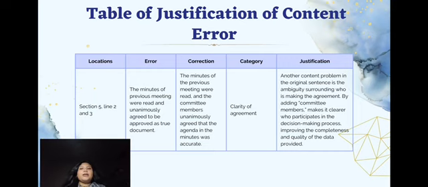The author did not mention who approved the previous meeting agenda, so the content problem in the original sentence is the ambiguity surrounding who is making the agreement. By adding committee members, it makes the sentence clearer on who participates in the decision-making process and improves the completeness and quality of the data provided.